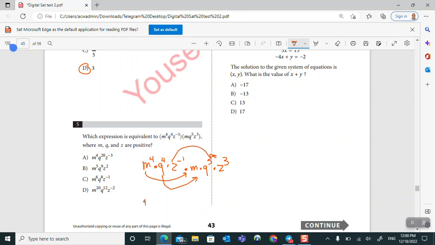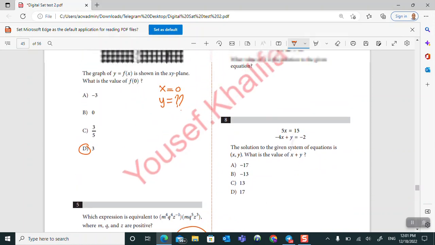So 4 plus 1 equals 5, and 4 plus 5 is equal to 9, and minus 1 plus 3 is equal to 2. So these are the exponents that we are going to get. So the only one that matches our exponents, and that's for m, of course, that's q, and that's z, B is the only correct choice that fits our results. Okay, let's move on.